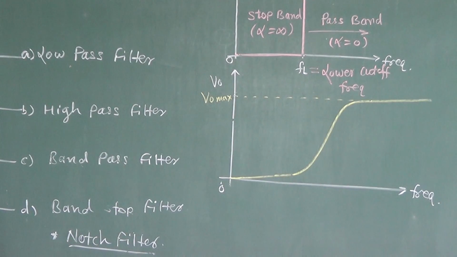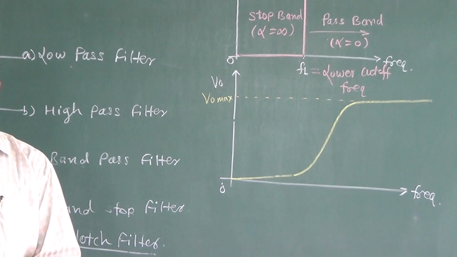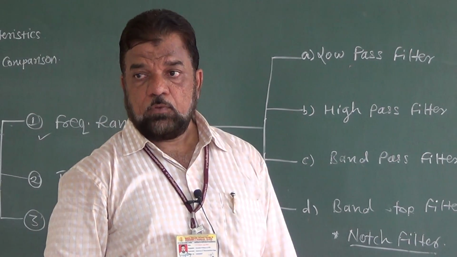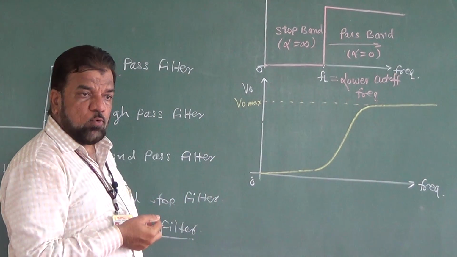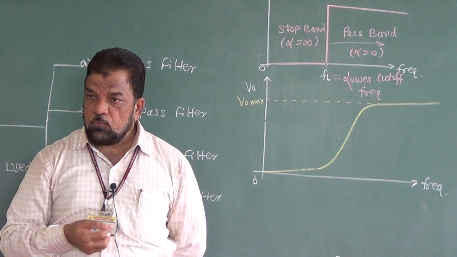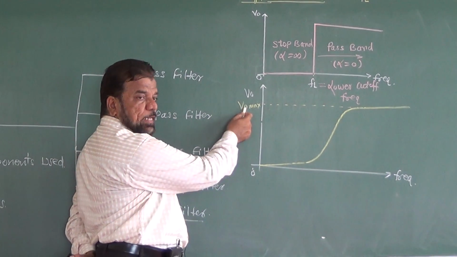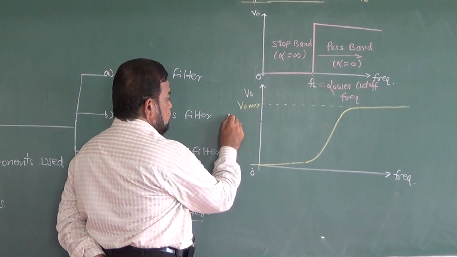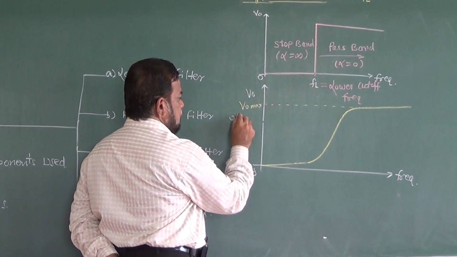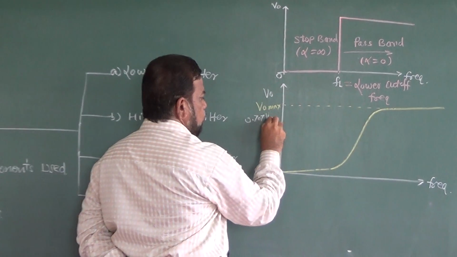Now how to separate the pass band and stop band? What is the procedure we have used for the low pass filter? Exactly the same procedure we have to follow. Multiply this maximum output voltage by 0.707. So how? 0.707 V0 max.